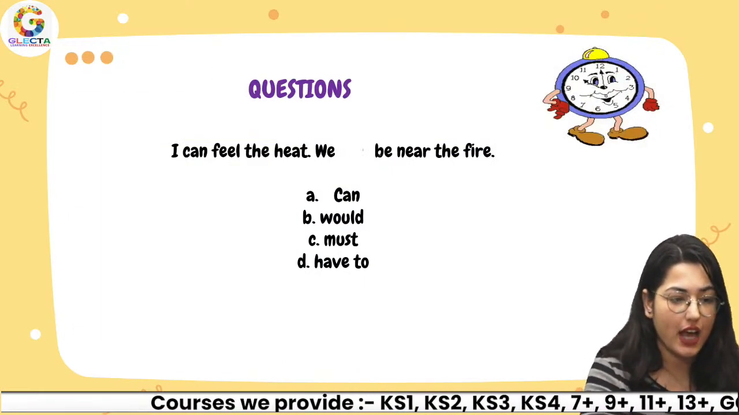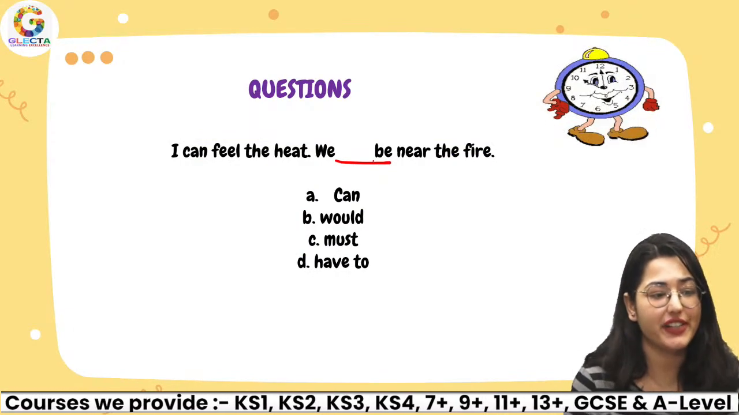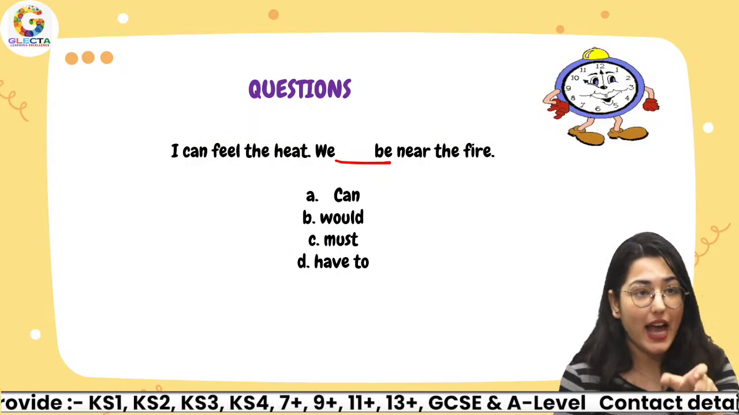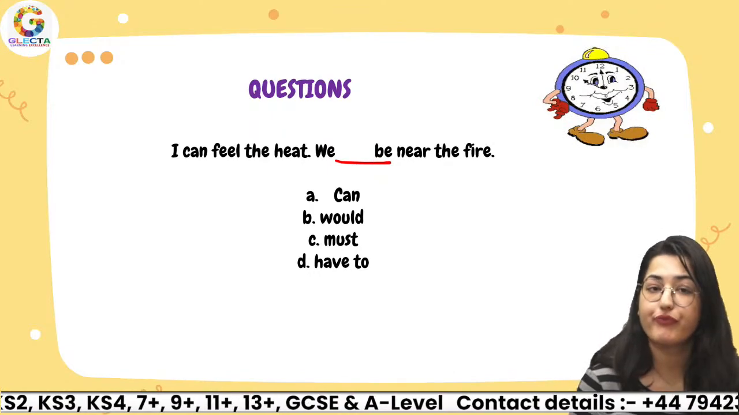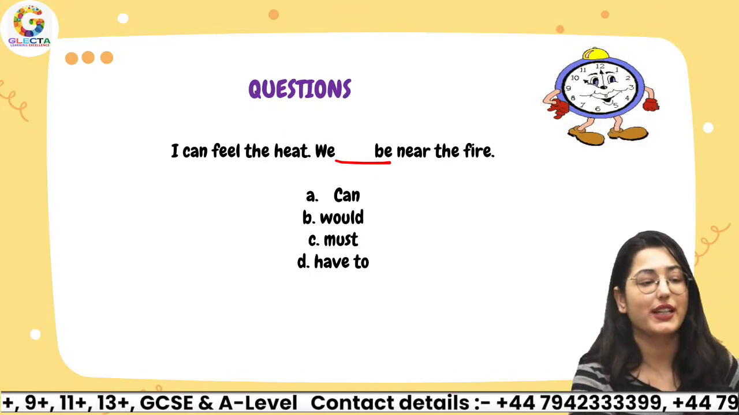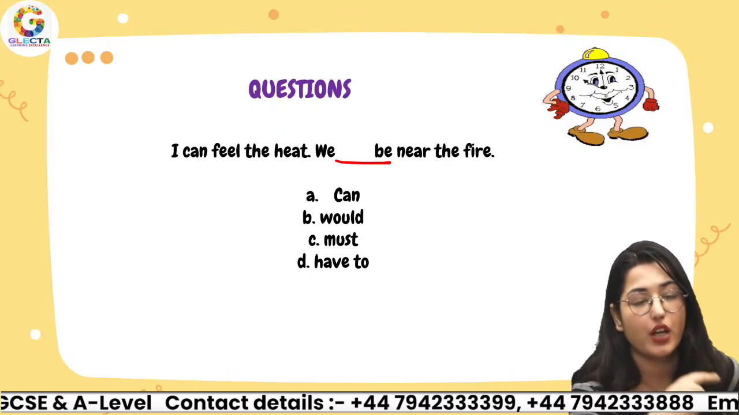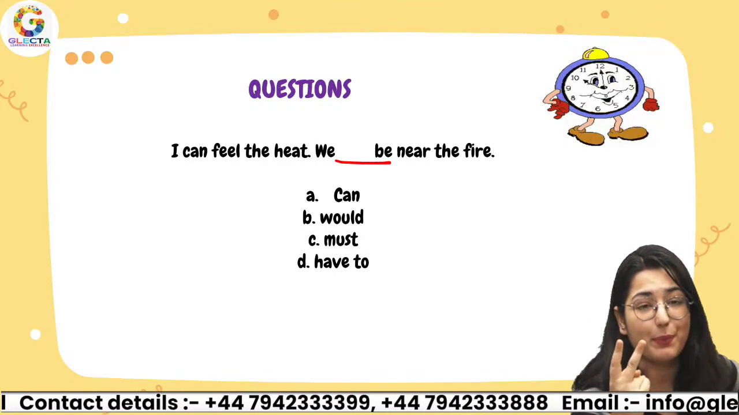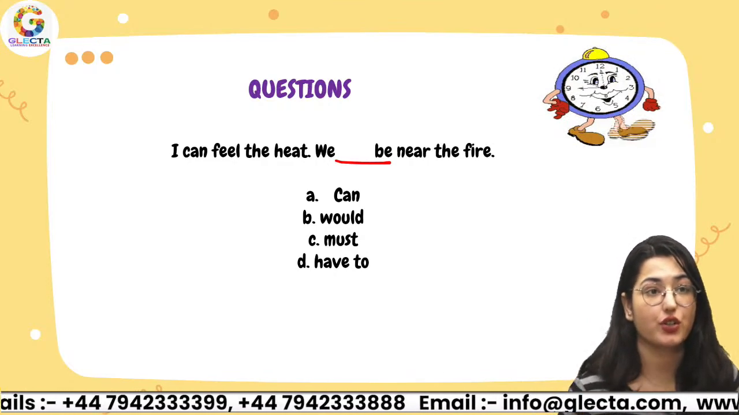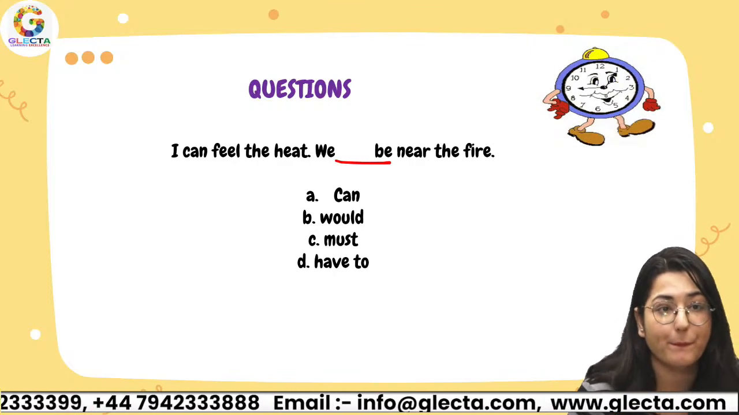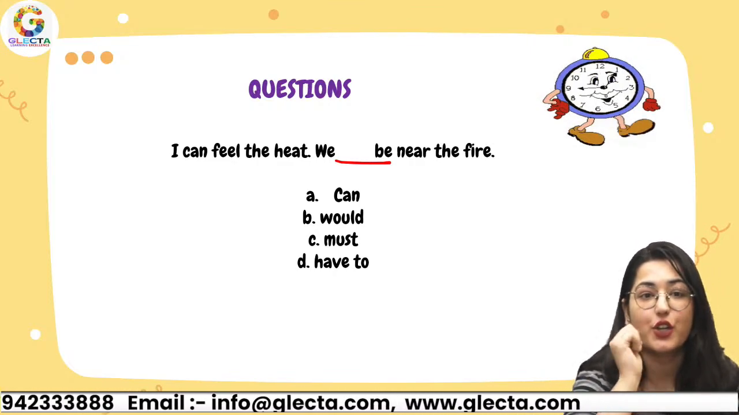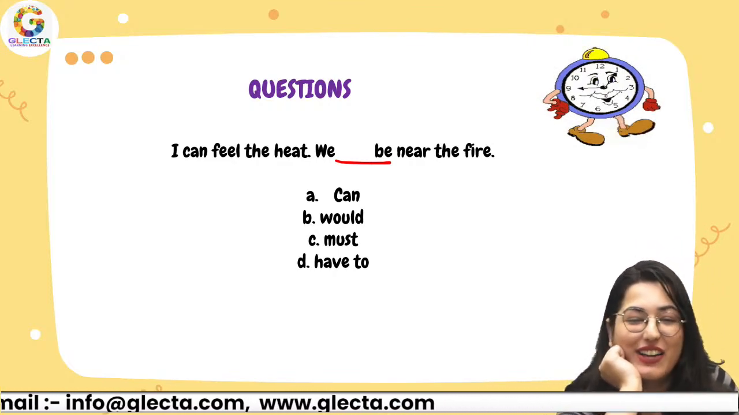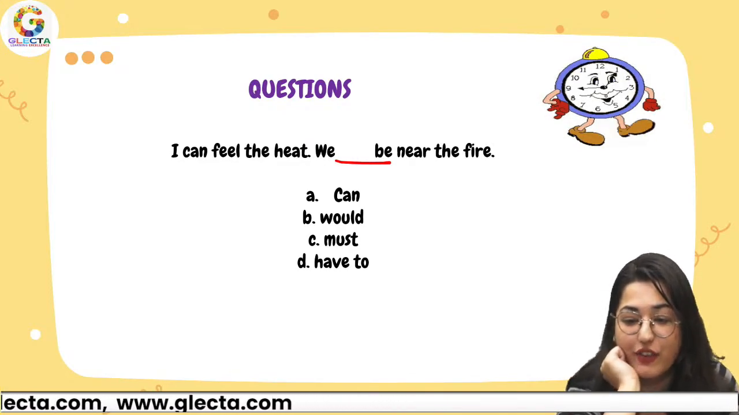Okay, students. Now, I can feel the heat. We blank be near the fire. Now you need to quickly tell me the answer option. It could be A, can, B, would, C, must, D, have to. Quickly tell me the right answer. I'm waiting for this. You must go to school. Very good, perfect gaming. Yes, we must do homework.